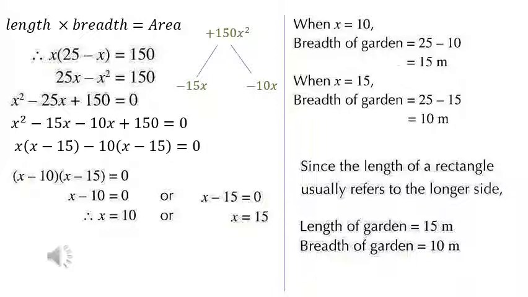When x is equal to 10, then breadth is equal to 15. When x is equal to 15, then breadth is 10. Since the length of a rectangle usually refers to the longer side, the length of the garden is 15 and the breadth of the garden is 10.